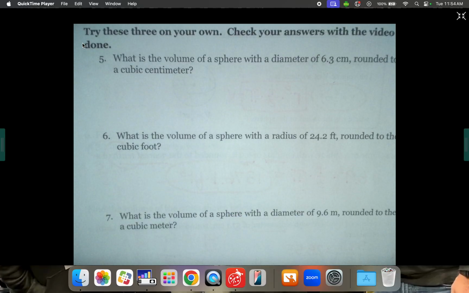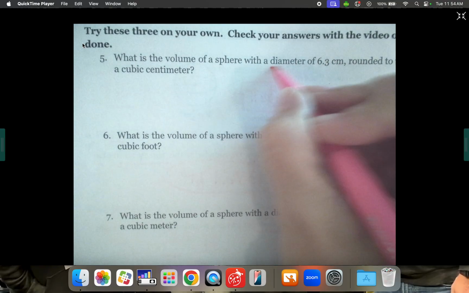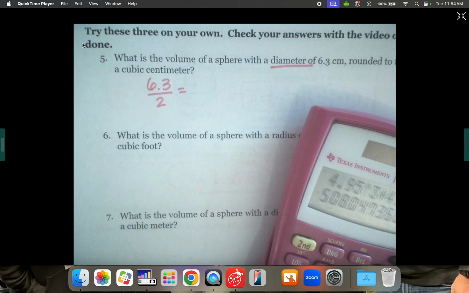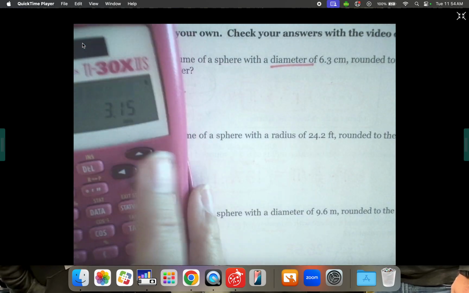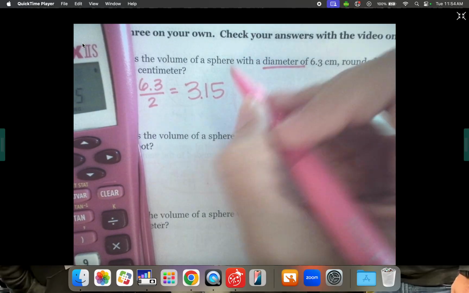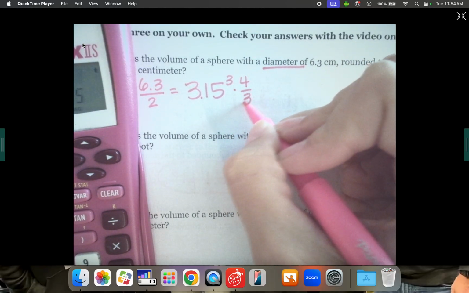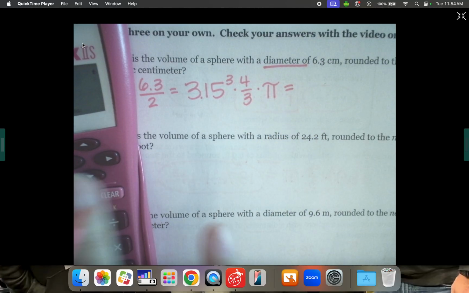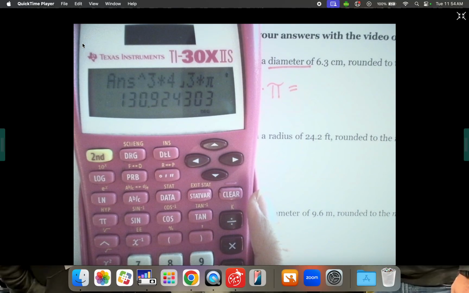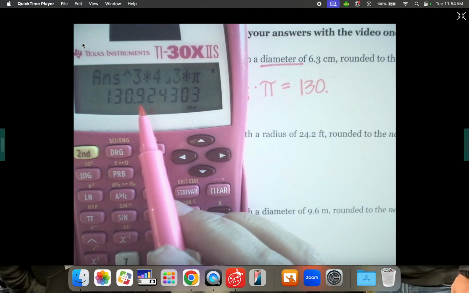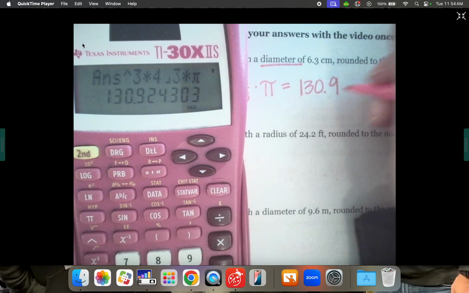All right, since you should have already done this, I am going to work super fast. The first one had a diameter, so the first thing you should have done is divide it by 2. If you did not divide by 2, you probably missed this whole problem. That was 3.15. So I'm going to take 3.15 and cube it times 4/3 times pi. My calculator says it's 130.9, and the 2 does not bump the 9 up again, so just 130.9.